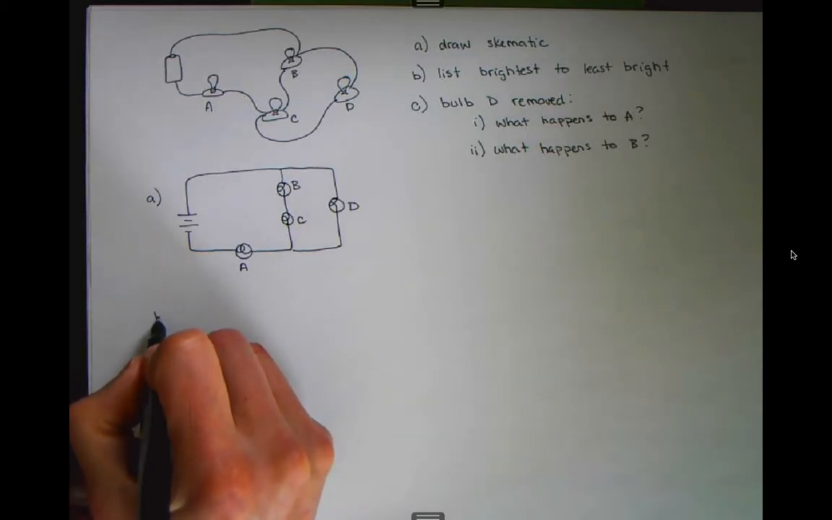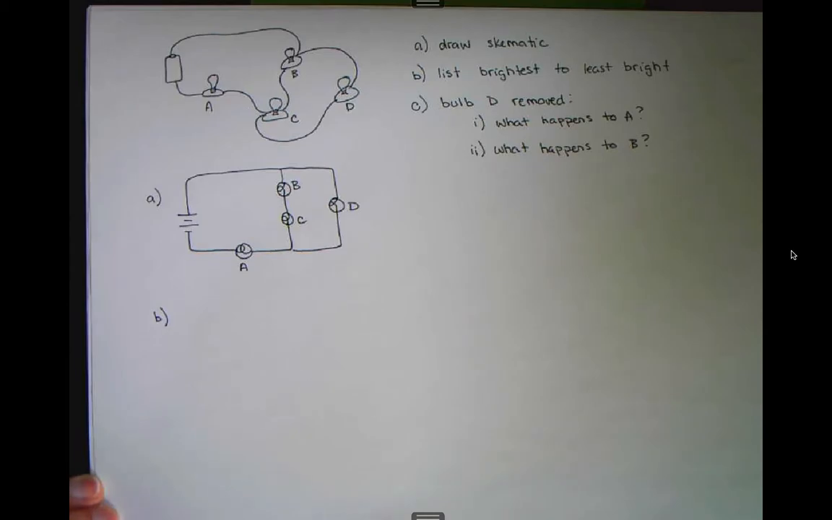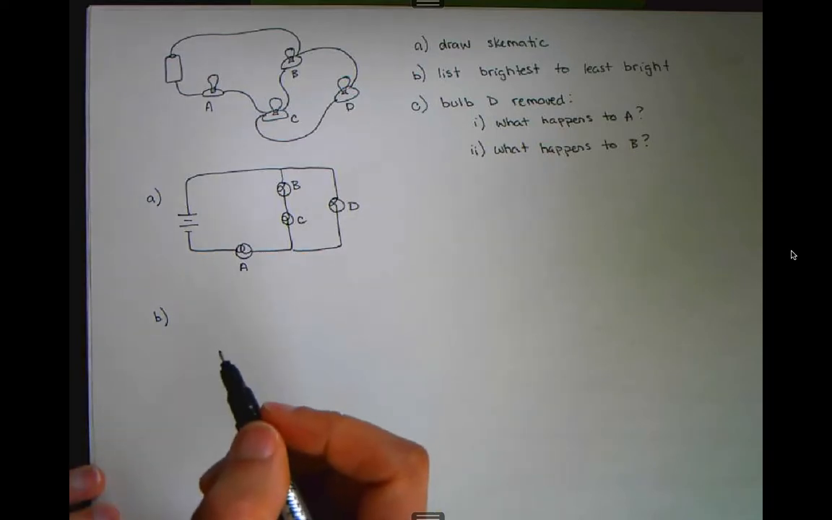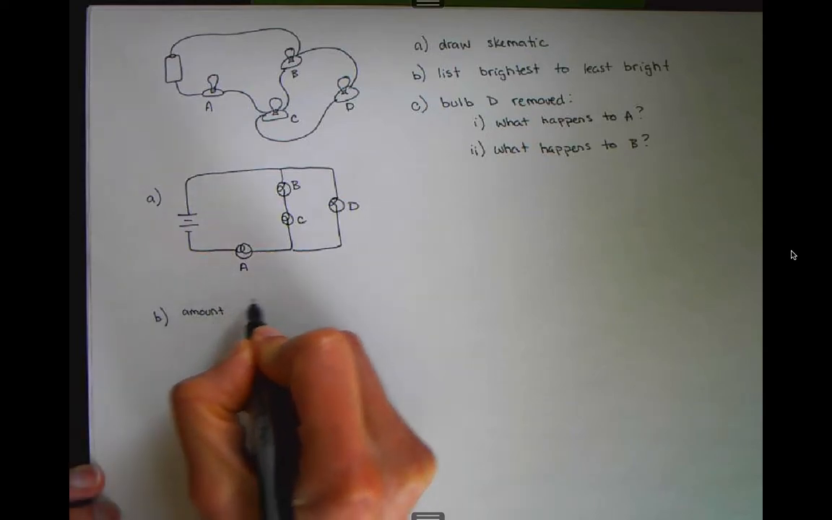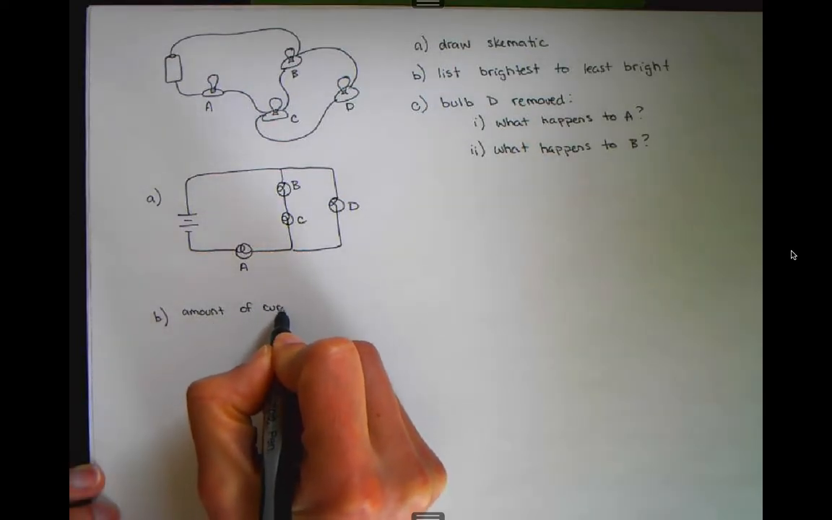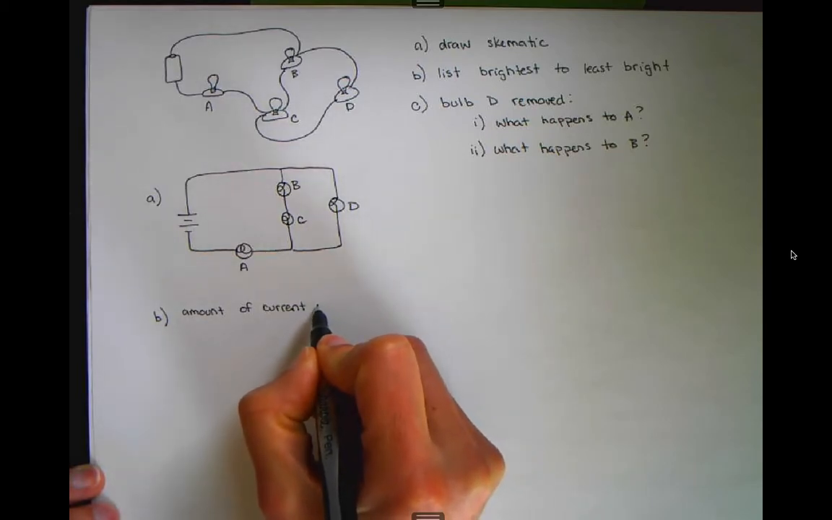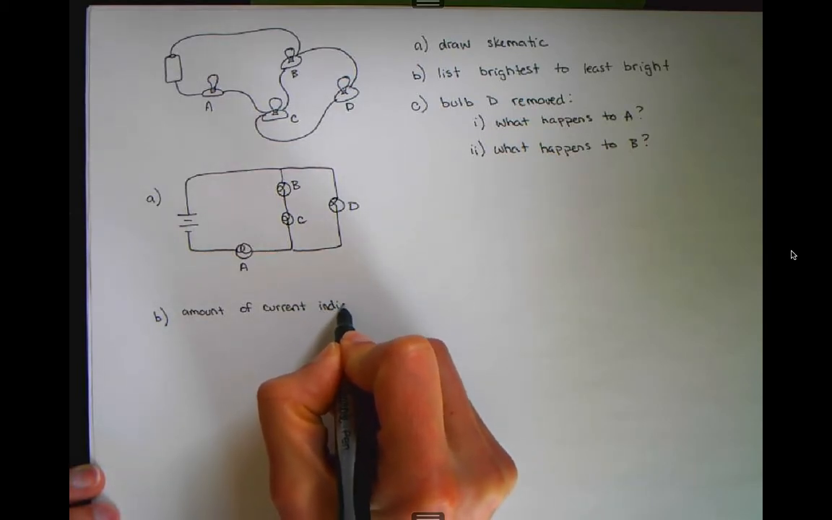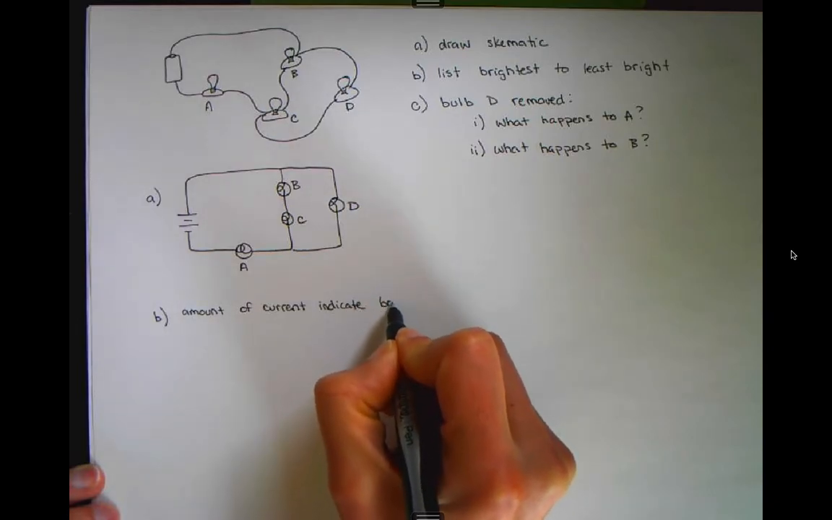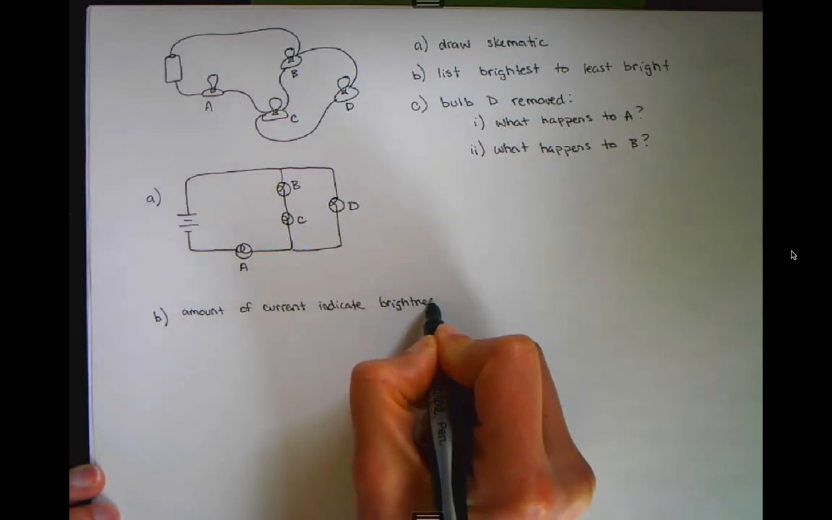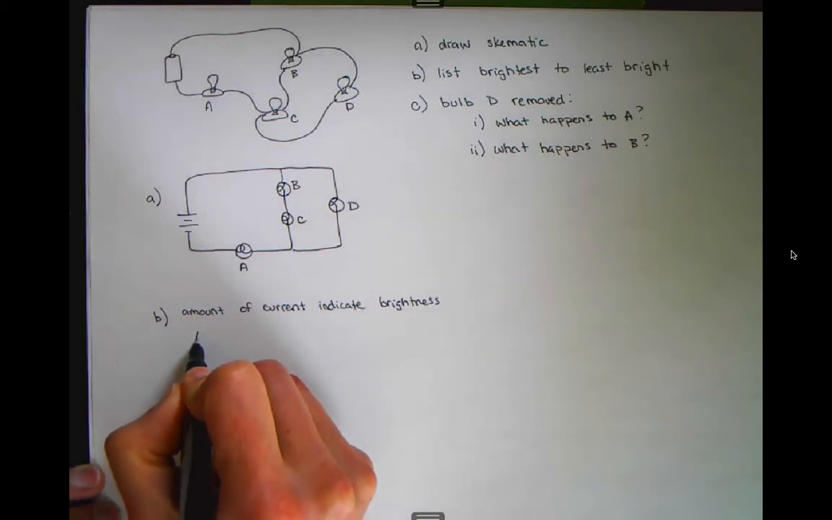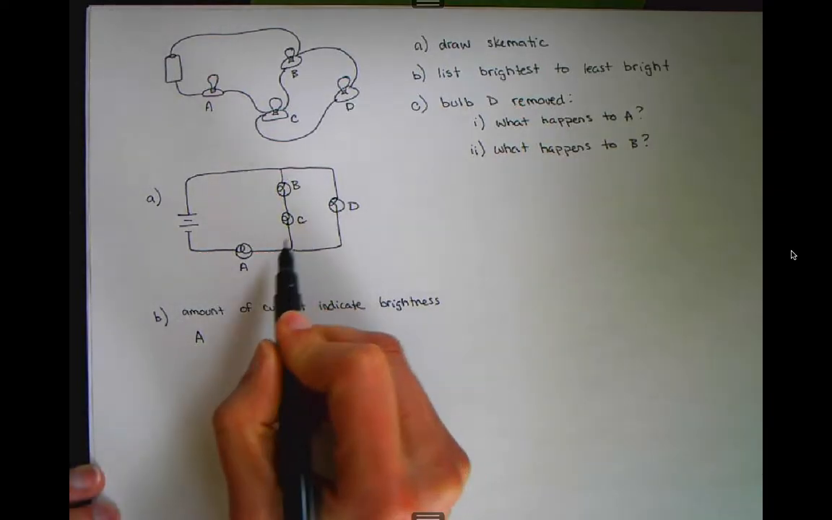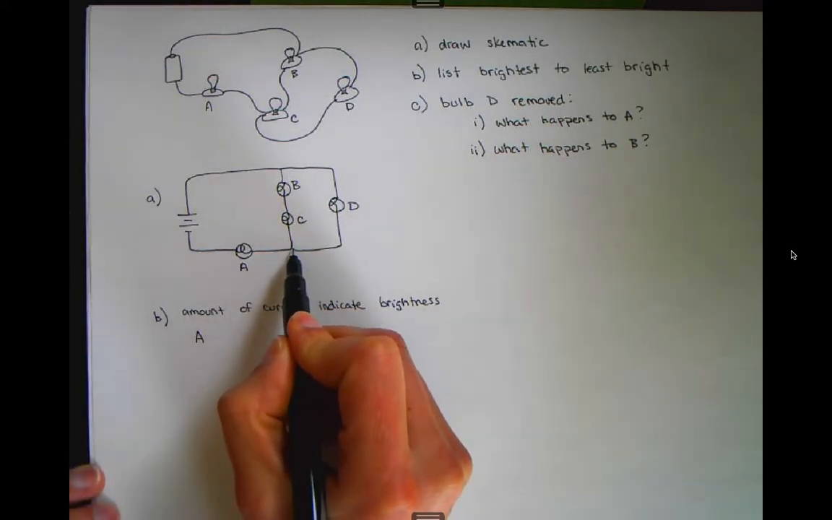Now, part B wants you to list the brightness of the bulbs in order of brightest to least bright. Remember, the brightness is indicated by the amount of current. So the amount of current that's going to travel through each bulb will indicate the brightness. So let's analyze. All of the current is going through light bulb A. So A will definitely be the brightest. Okay? And then you get to this point and current is going to split.